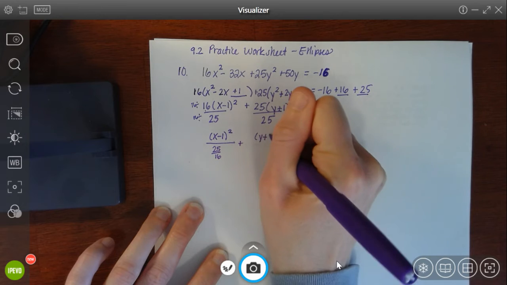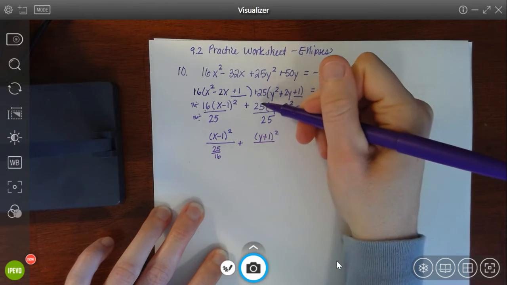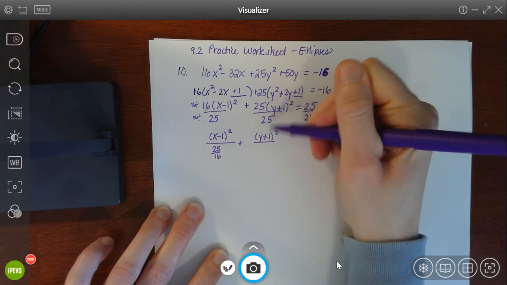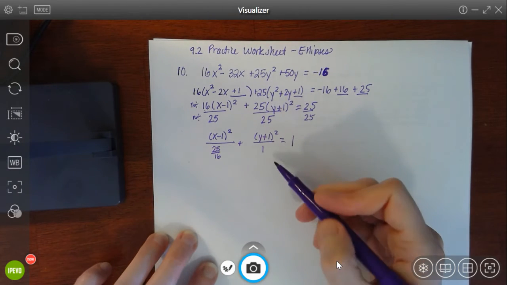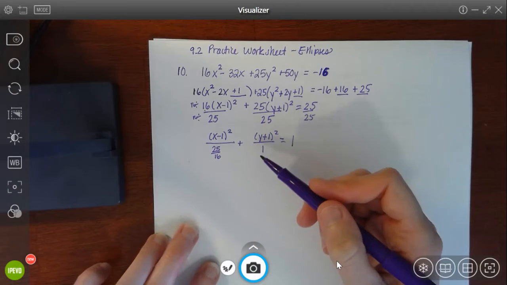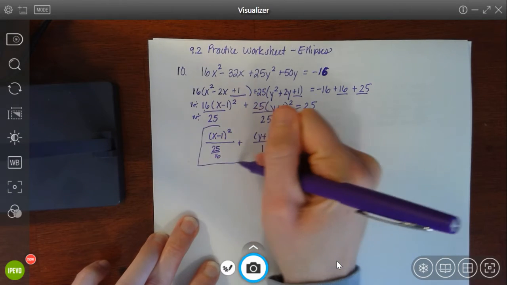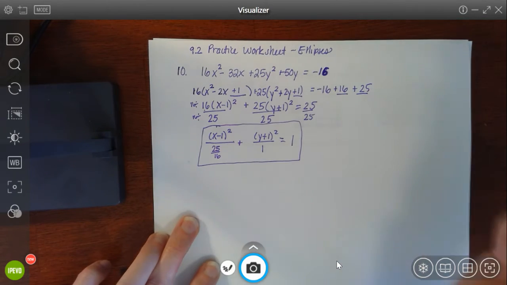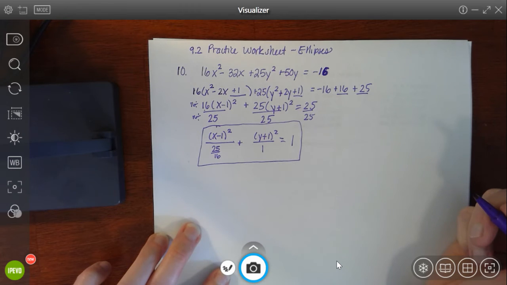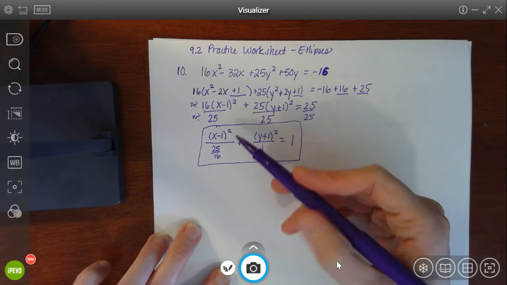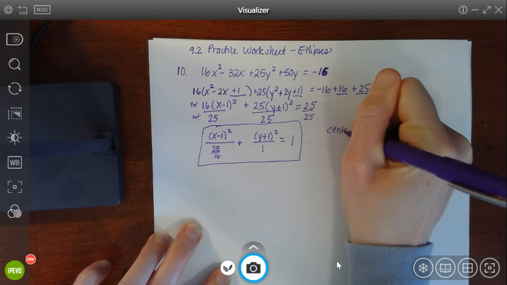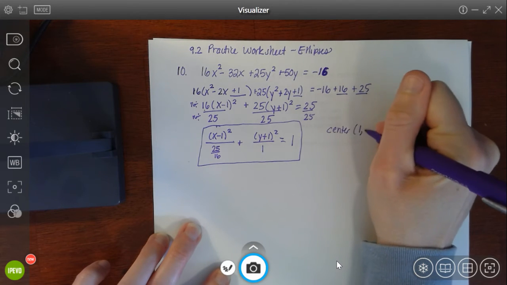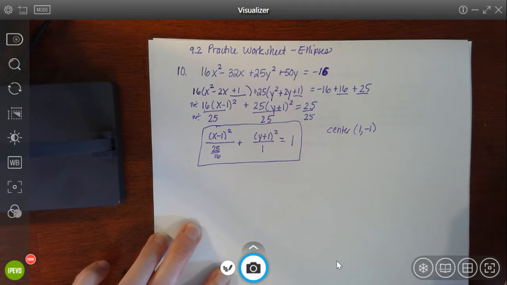Over here, I'm going to take that y plus 1 squared, and I'm going to divide the numerator and denominator by 25, and that's going to leave me just 1. And that right there would be my standard form for my ellipse. So that was the first thing the question asked us to do. And it's pretty obvious now that that's in standard form that our center is those values for h, k. So our center is going to be positive 1, negative 1.